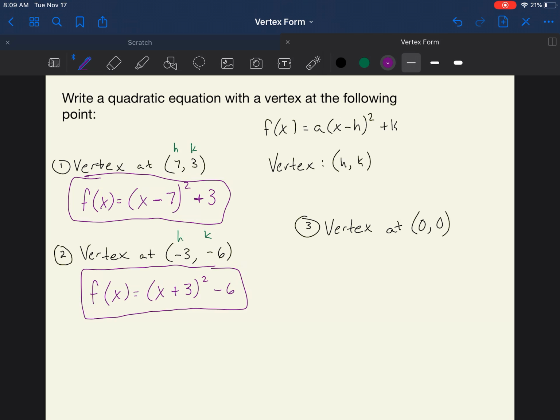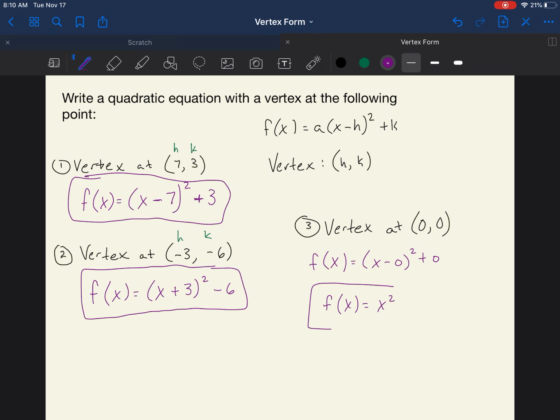And then the final one here at 0, 0. Huh, that is interesting. Well, that would look something like this: f of x equals x minus 0 squared plus 0. But if I have 0 and 0, I can just write that as f of x equals x to the second power.